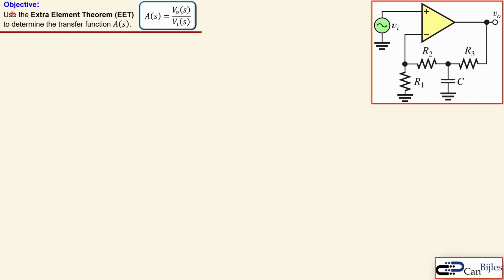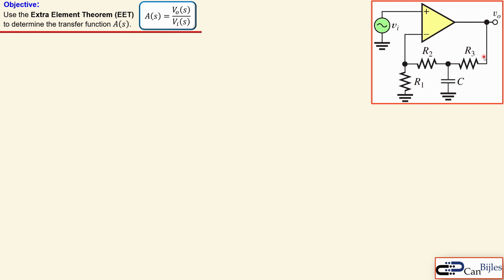In this case, we have an objective: use the extra element theorem, short EET, to determine the transfer function A, which is the output voltage divided by the input voltage. And we have here the circuit. You see here the operational amplifier. We could assume it is ideal. The input voltage is applied in the non-inverting input of the op-amp.